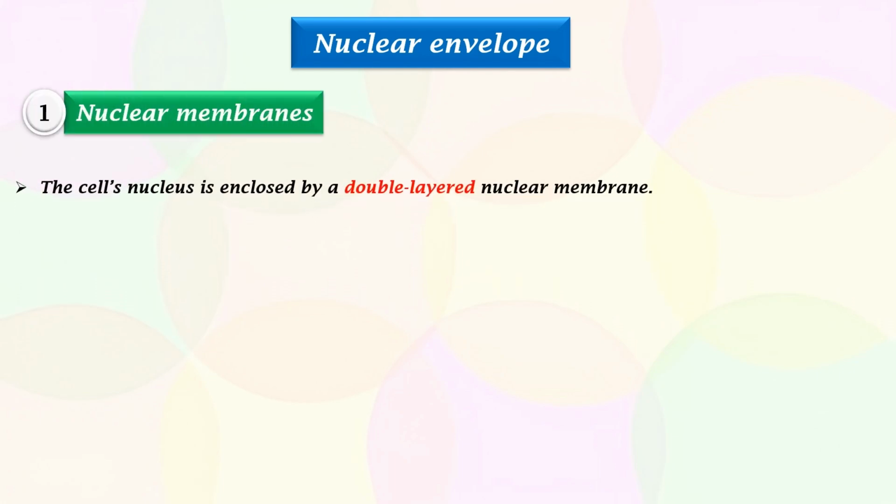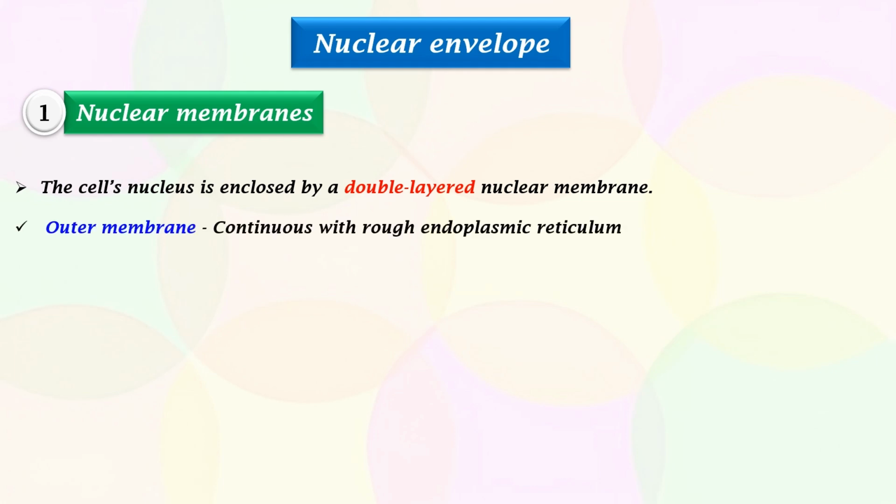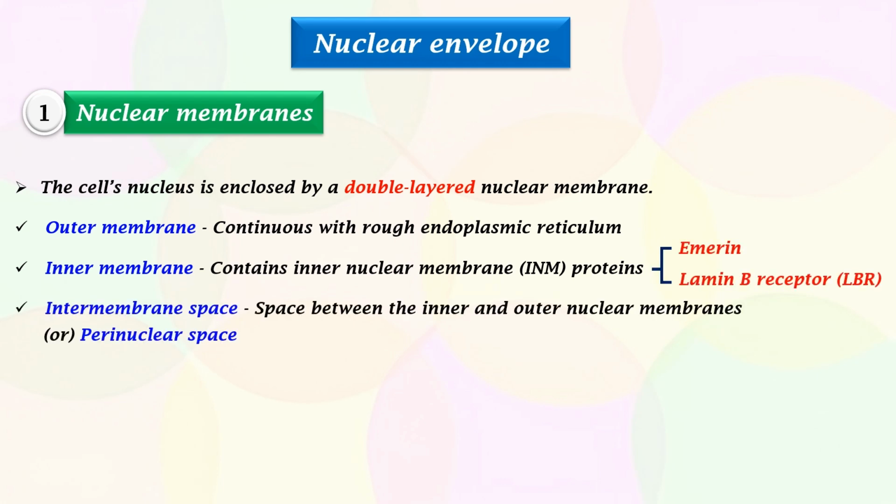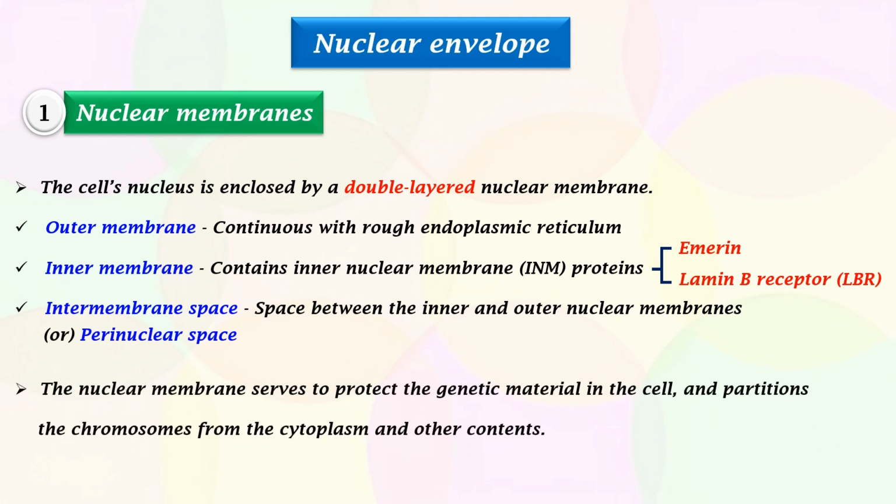Going into details of each component of the nucleus. Firstly, nuclear envelope. Nuclear membranes. The nucleus is enclosed by a double-layered nuclear membrane. Outer membrane is continuous with the rough endoplasmic reticulum. Inner membrane contains inner nuclear membrane proteins such as emerin and lamin B receptor. Intermembrane space, also known as paranuclear space, is the space between the inner and outer nuclear membranes of the nuclear envelope. The nuclear membrane serves to protect the genetic material in the cell, and partitions the chromosomes from the cytoplasm and other cellular contents.